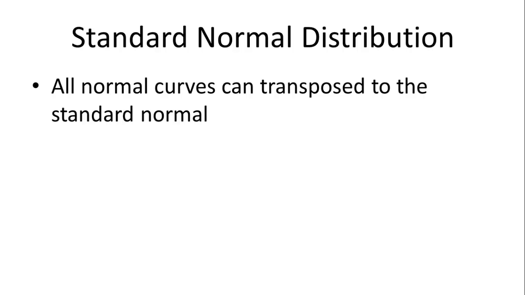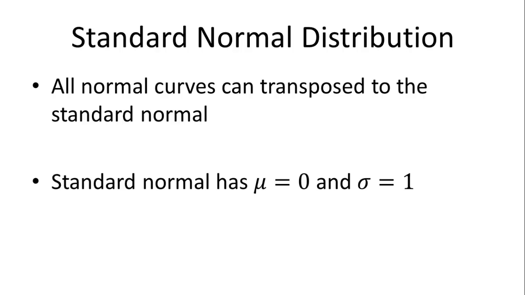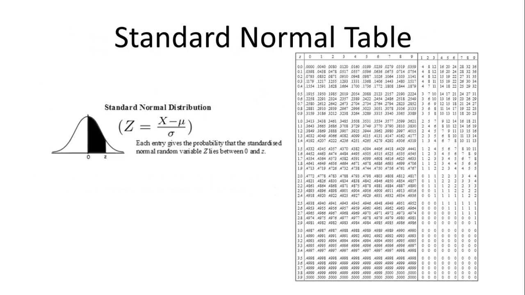This video will work with the standard normal distribution, because it has a nice table. All curves can be transposed to the standard normal distribution, which has a mean of 0 and a standard deviation of 1. Now you're going to see a wee formula here that we are going to use to transpose it, but we don't need to worry about that formula. The z equals x minus mu over sigma. We'll get to that later.